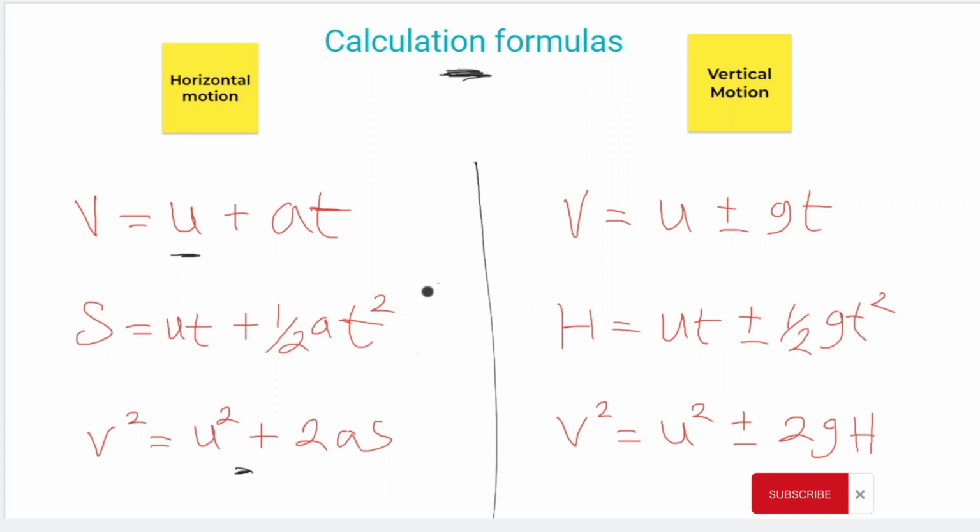The formulas are the same, with a small adjustment. Wherever we see a in the formula on the left hand side, we'll replace it with g because it's vertical motion now. Then we'll also replace s with h. Those are the differences that we have in both formulas. We're going to be using the right hand side formulas to do our calculations.